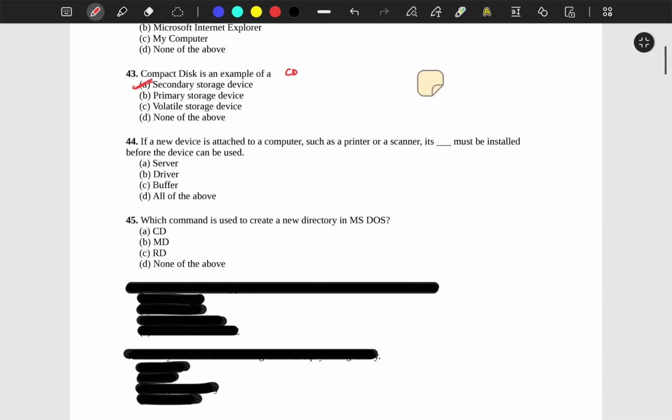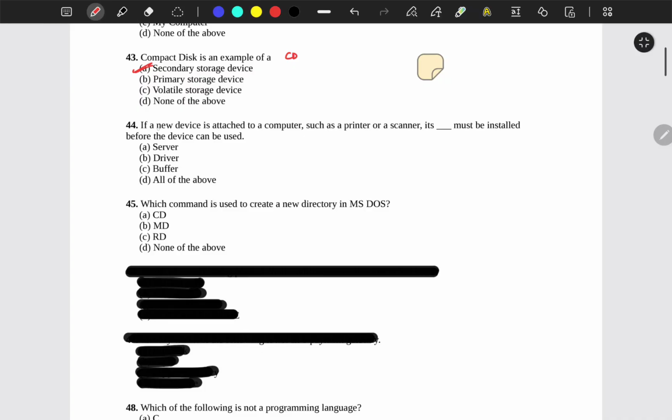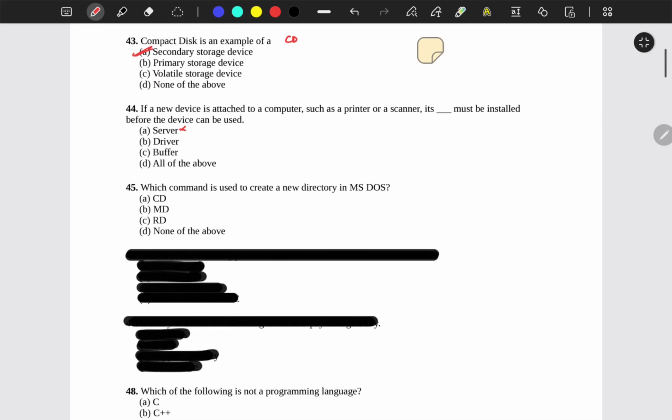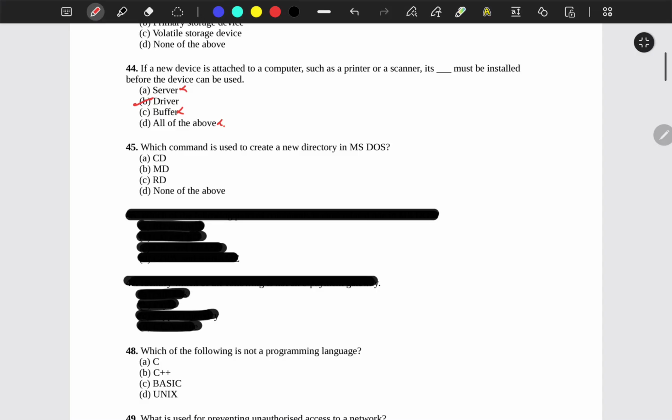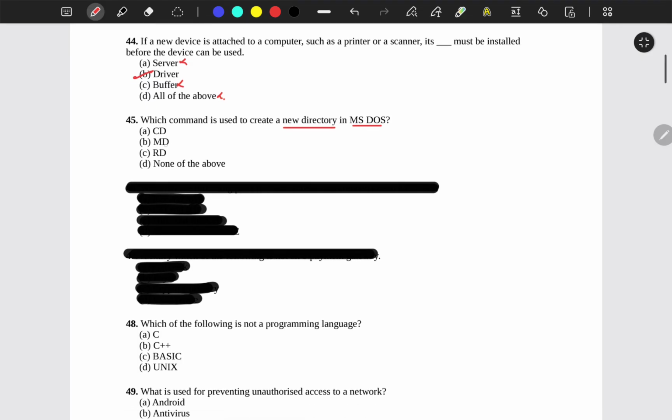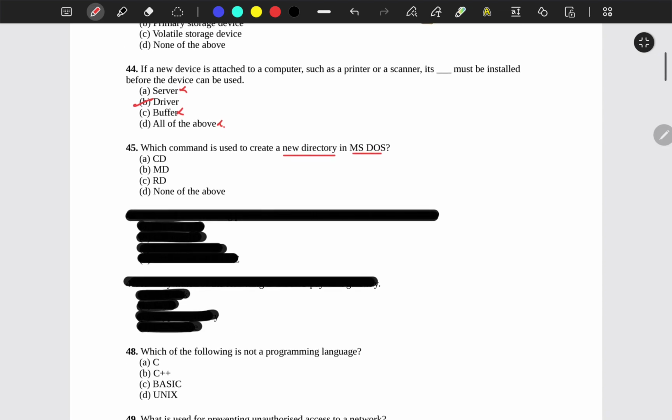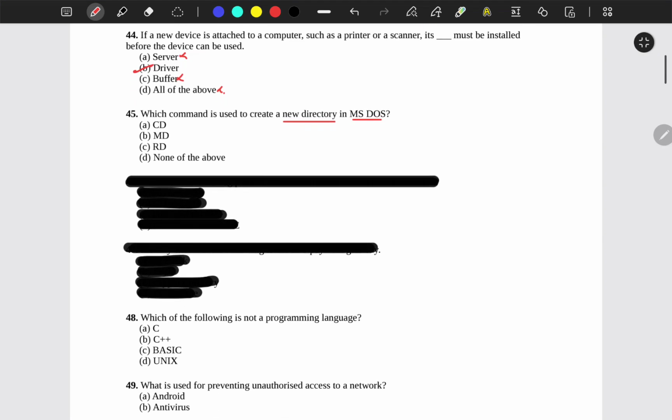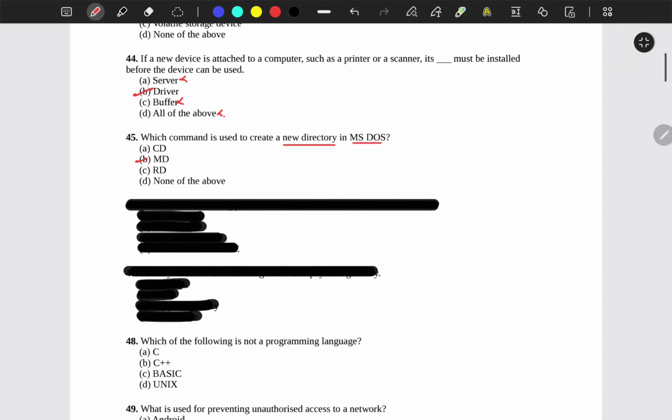Okay, so let's go to the fourth question. If a new device is attached to a computer, such as a printer or a scanner, its dash must be installed before the device can be used. The options are server, buffer, none of the above. The correct answer would be driver. So the next question, which command is used to create a new directory in MS-DOS? The options are CD, MD, RD, or none of the above. Choose your option. The correct option would be MD, which is also known as make directory.